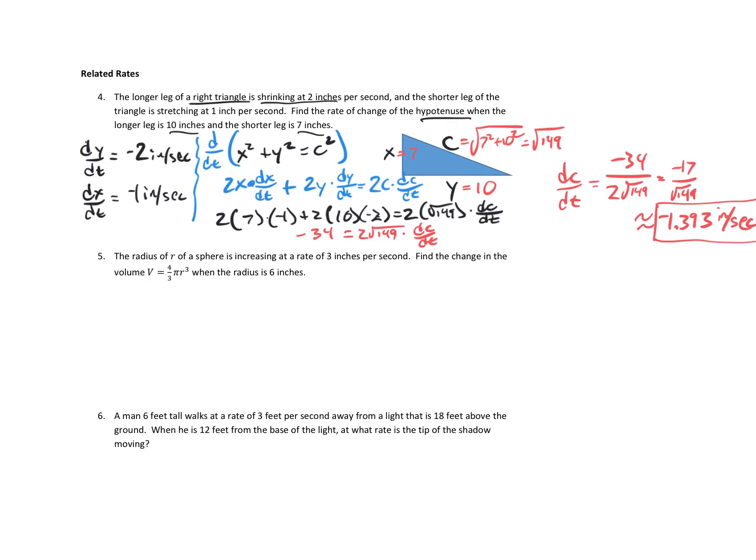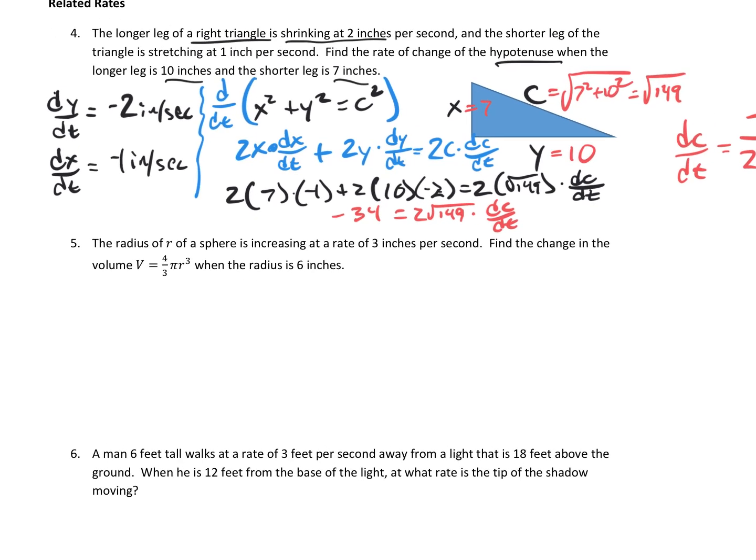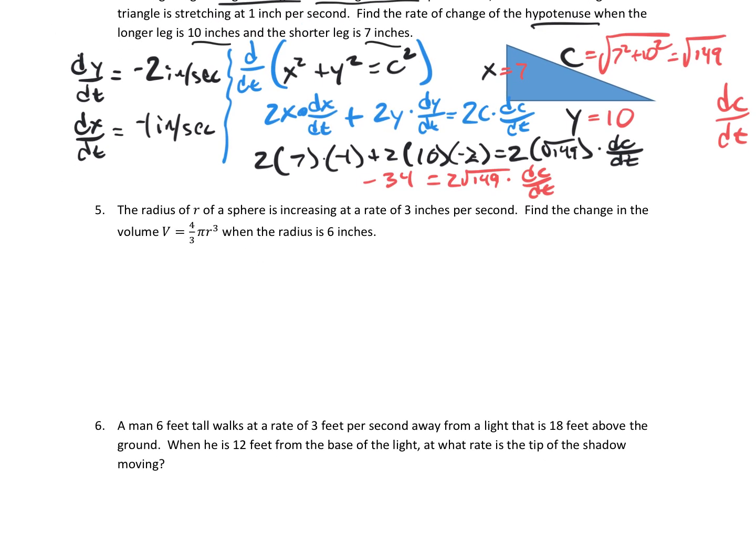So now we got a problem with a volume of a sphere. So we got the radius of a sphere is increasing at 3 inches per second. Find the rate of change for the volume, which is given an equation. And we got a radius of 6 inches is our moment in time. So volume equals 4/3 pi r cubed. And we're told here that the rate of change of the radius is increasing, so it's positive. If it was decreasing, it'd be negative 3 inches per second.